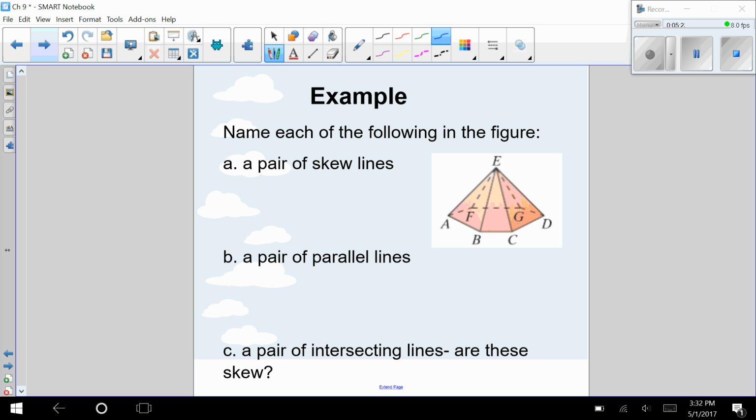All right, now we are going to name each of the things. We are going to name a pair of skew lines. So one set would be AB and DE. Those will not connect, and they're not in the same plane. AB and DE. A pair of parallel lines in the same plane but won't cross. Let's go with BC and FG. Those will never cross.